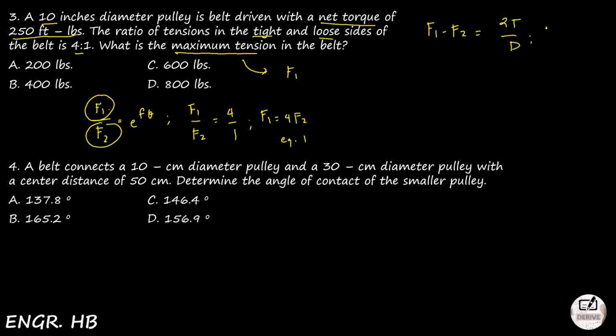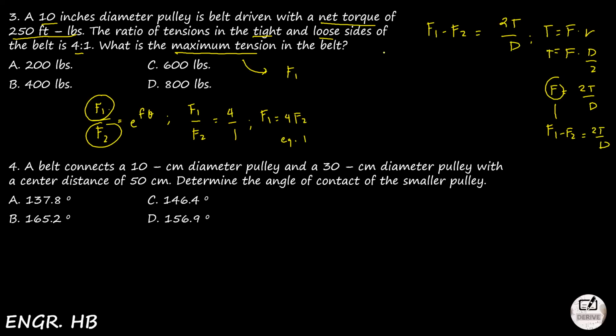So parang dinerive lang siya guys. Torque is equal to force times radius, force times diameter over 2. So magiging force is equal to 2 torque over D. So this is your net belt pull. So that will become F1 minus F2 is equal to 2T over D.